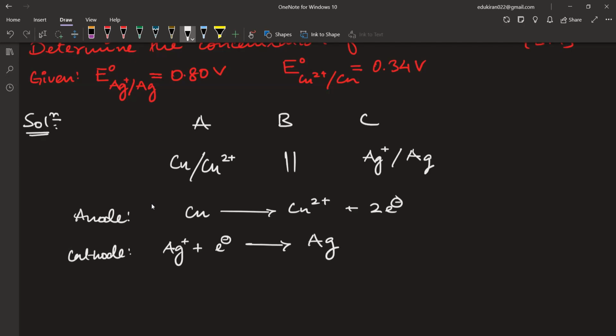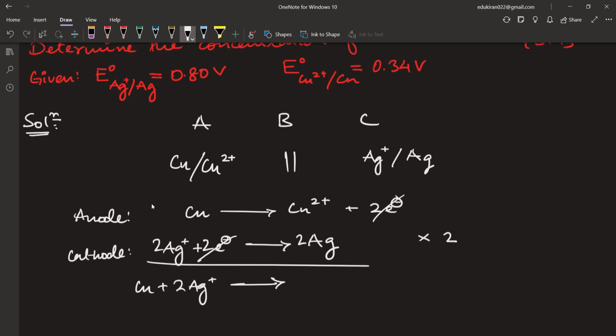Then you have to see that the electrons are different, so you will multiply by 2 here. So you'll get 2 and 2 and 2. Then you will write the complete reaction: copper plus 2 Ag plus and 2 electrons, so the 2 electrons cancel, and you are going to get copper 2 plus and 2 Ag. Right? So this is the chemical reaction we have got.